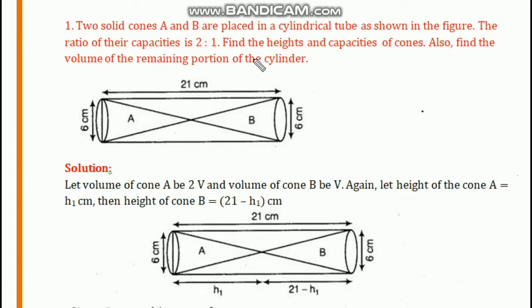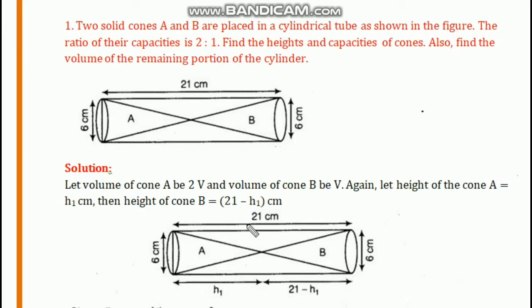Actually, here we need to find out the heights and capacities of the cones, and also the volume of the remaining portion of the cylinder. Here they gave the height of the cylinder as 21 centimeter and the diameter as 6 centimeter. At the same time, the capacity ratio is given as 2 is to 1. That means the volumes of the cones are in the ratio 2 is to 1. So for that, first we need to find their volumes.